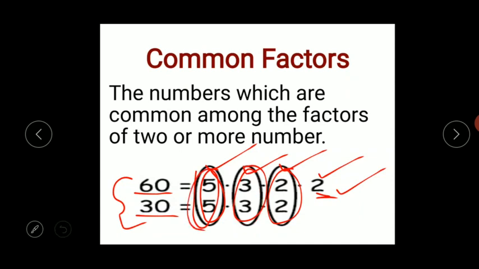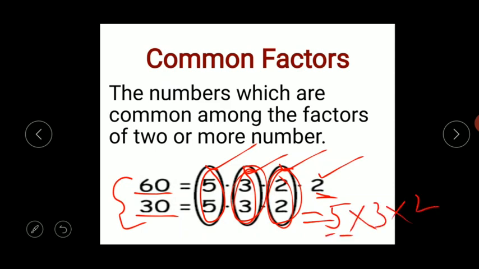The ones we can pair. So 5, 3, 2. If you have to write the common factor of 60 and 30, what are you going to write? 5 into 3 into 2. 5 threes are 15, and 15 into 2 is 30. So the common factor of 60 and 30 is 30. This is the way to find the common factor.